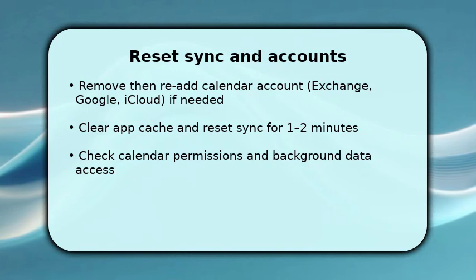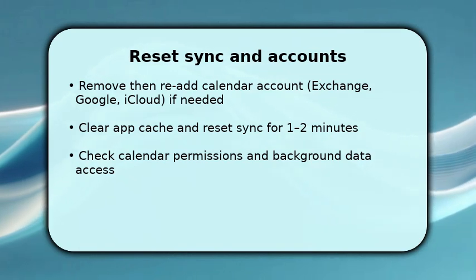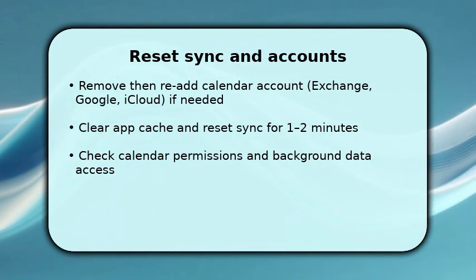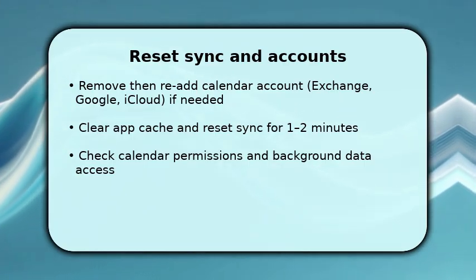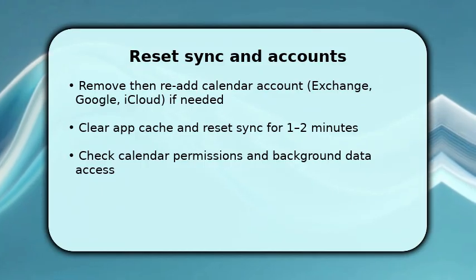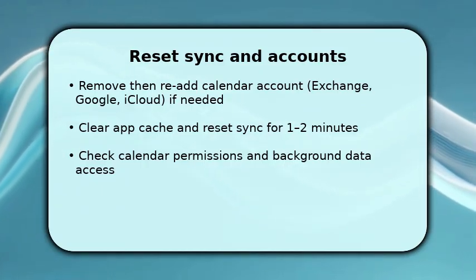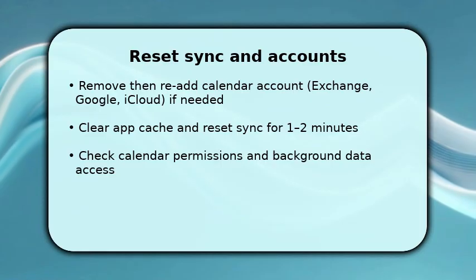You'll now tackle the core synchronization steps. If events won't update, remove the calendar account and re-add it. This forces a fresh authentication and index rebuild. Next, clear the app cache or database from settings and reset sync, giving it a couple minutes to repopulate.